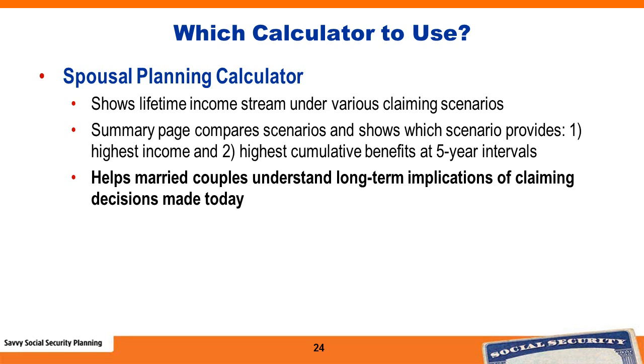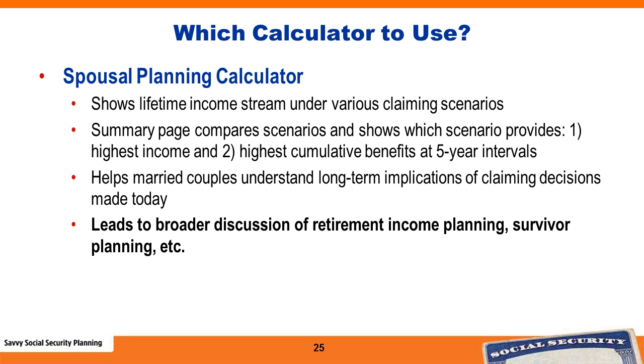This calculator helps married couples understand the long-term implications of claiming decisions made today. It's especially effective in showing what the wife's survivor benefit will be based on when the husband started his benefit. Many clients don't realize that the surviving spouse is being significantly shortchanged if the high-earning spouse files for benefits at 62. In addition to helping couples decide when to claim Social Security, the spousal planning scenario analysis leads to a broader discussion of retirement income planning, including survivor planning.